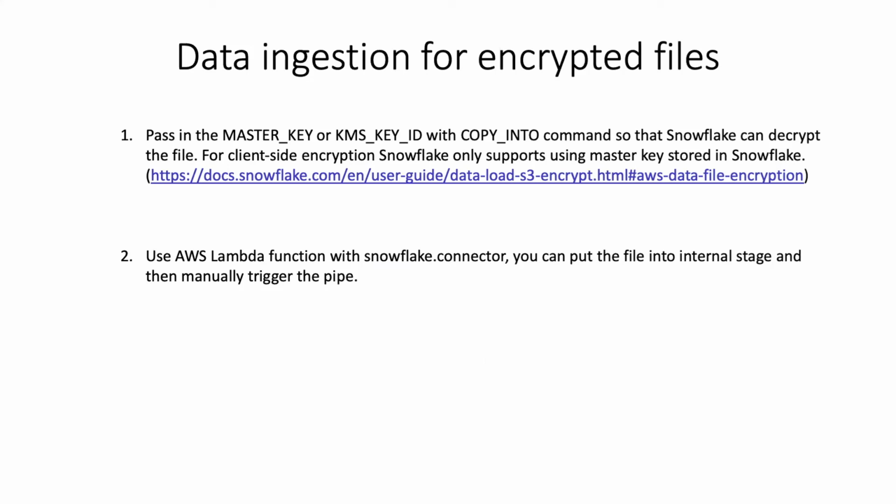For files that are encrypted with either client-side encryption, such as AWS CSE, or server-side encryption like AWS SSE S3 and AWS SSE KMS, we can simply pass in the master key or KMS key ID with the copy into command, so that Snowflake can decrypt the file. For client-side encryption, Snowflake only supports using a master key stored in Snowflake. You can refer to this link for further instructions.